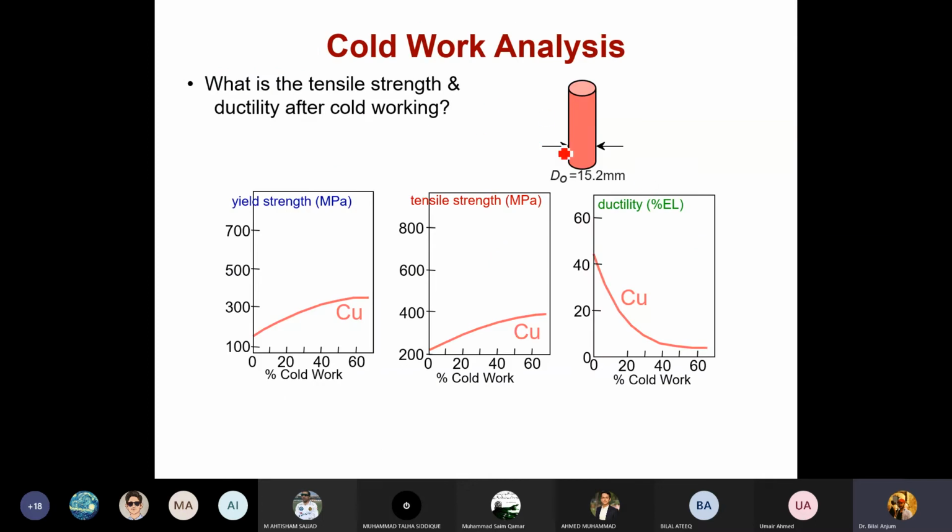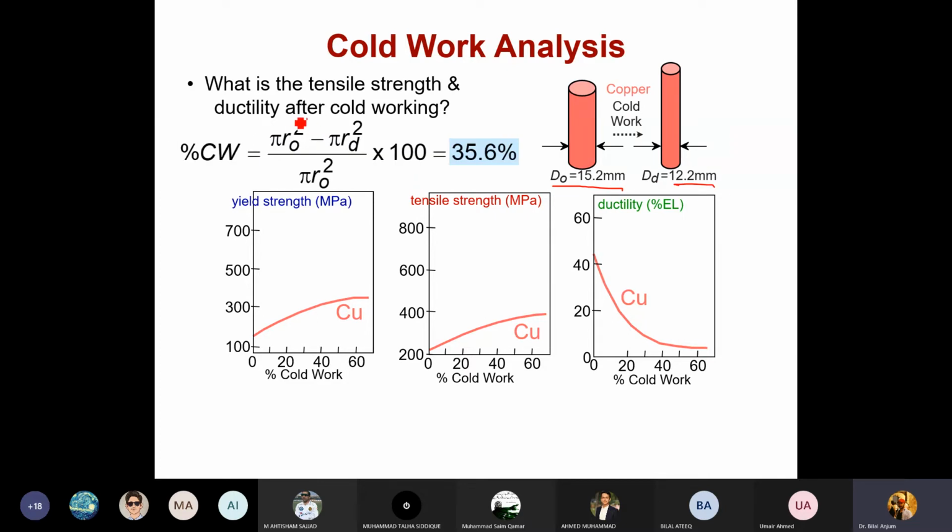If we talk about copper, and we say that a copper rod initially having a diameter of 15.2 mm is cold worked to 12.2 mm, the percentage cold work is initial area minus final area divided by initial area, and the percentage cold work comes out to be 35.6%. So for a cold worked copper sample having this much cold work performed on it, what is the yield strength? What is the tensile strength? What is the ductility? So in order to do so, we'll focus on about the 36% cold work sample of copper.